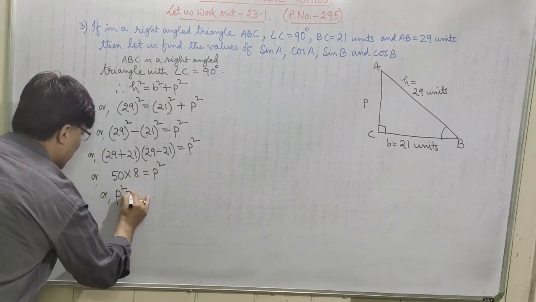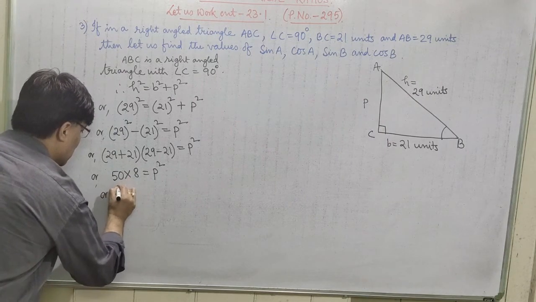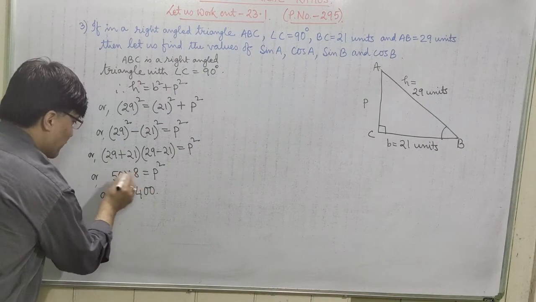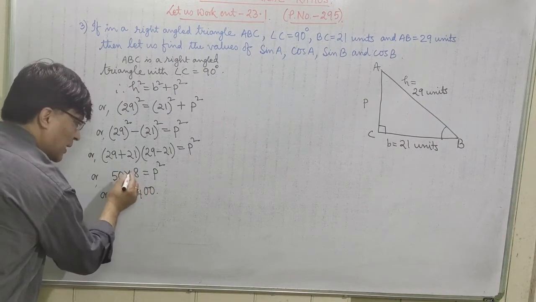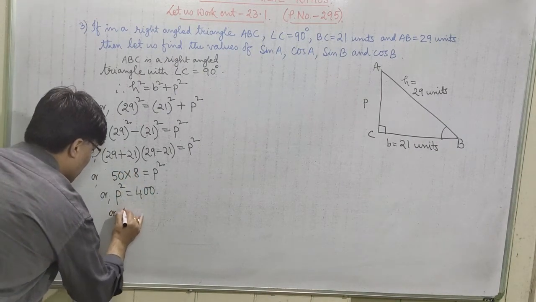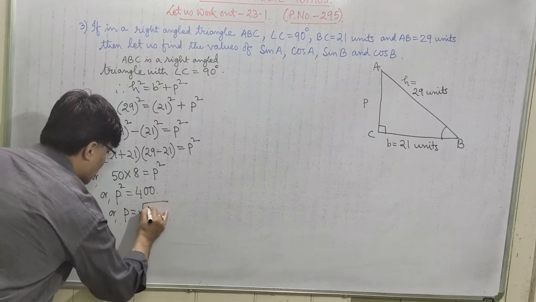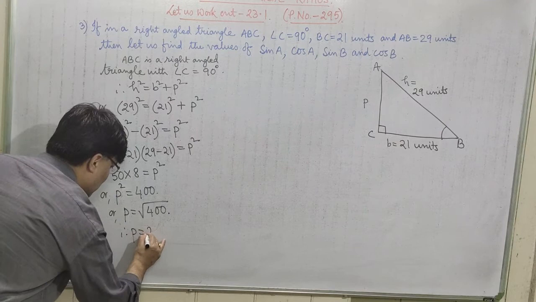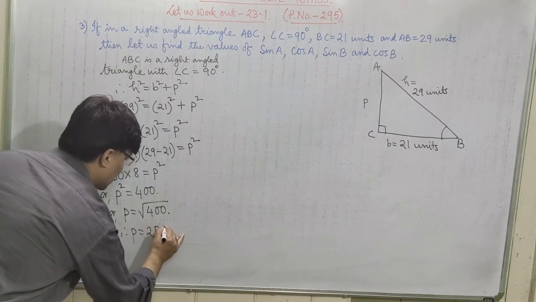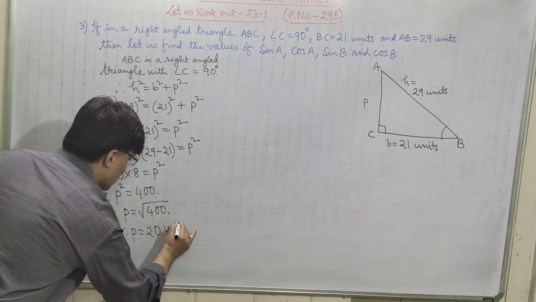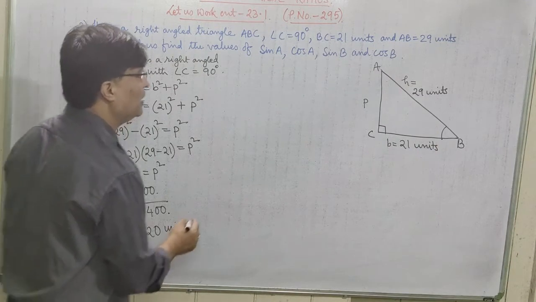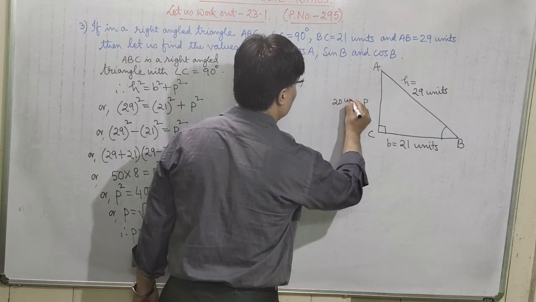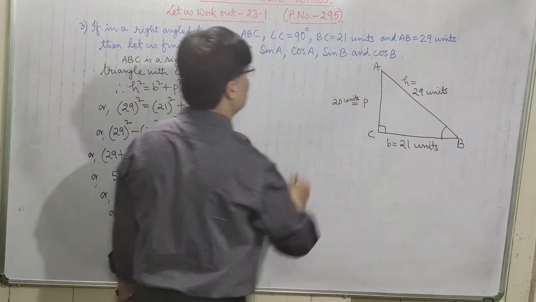Now p square is equal to 400. 8 into 50 is 400. 8 zeros are 0, 8 fives are 40. So p is equal to root over 400. That is, what is p? This is 20 units. So p is equal to 20 units.